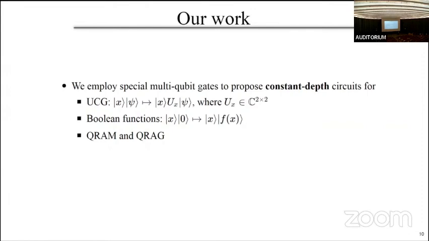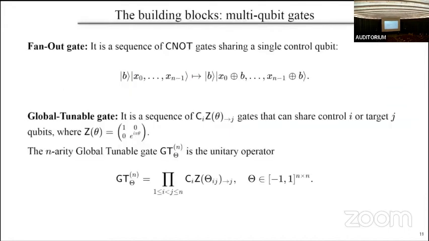apply a single qubit unitary to a target state, controlled on your address register and Boolean functions. Okay, so what are these multi-qubit gates that we employed?